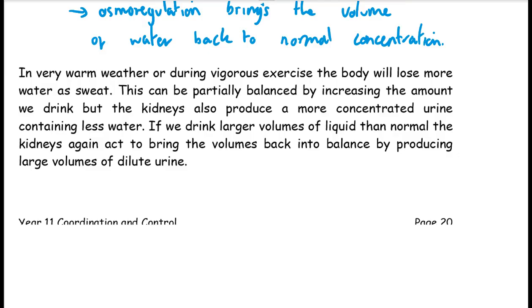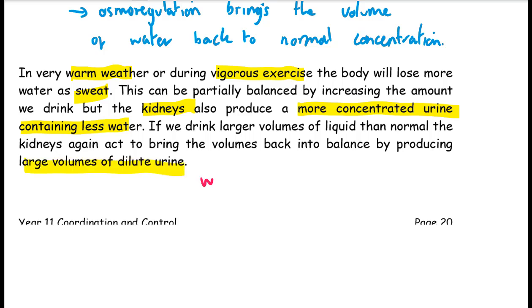Now, as we've been saying this whole time, this was an example of homeostasis, which is maintaining a constant internal body environment. So in different conditions, like for example warm weather or vigorous exercise, the body loses more water as sweat. This can be partially balanced by the amount of water we drink, but the kidneys also produce a more concentrated urine containing less water. If we drink larger volumes of liquid than normal, the kidneys act to bring the volumes back into balance by producing large volumes of dilute urine.